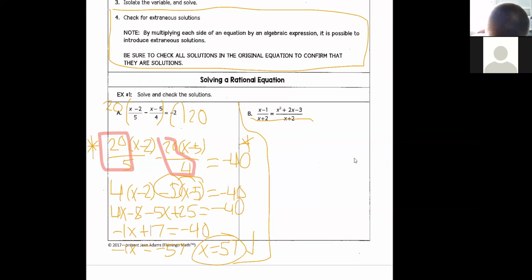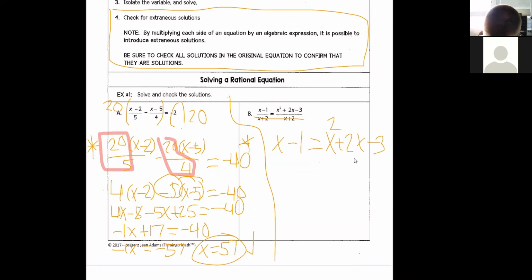Because really what you're doing to cancel that out is you're just multiplying both sides of this equation by x plus 2. So when you multiply this side by x plus 2, it just cancels out that denominator. Same thing on the right side. So if you have a common denominator, like with fractions equal to each other, you can just eliminate them. So you just set the numerators equal to each other, essentially.